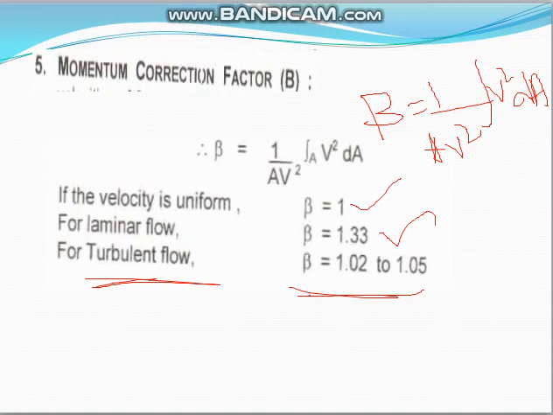Kinetic energy correction factor and momentum correction factor are frequently asked questions. Okay, so try to remember that for uniform flow both the kinetic energy and momentum correction factors will be 1. For laminar flow there will be changes: alpha will be 2 and beta will be 1.33. For turbulent flow alpha will be 1.1 to 2.0 and beta will be 1.02 to 1.05. So these are the changes you need to observe here. Okay.